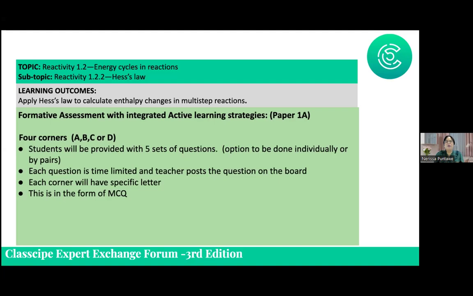So I have to provide them with 5 sets of questions. And this can be done individually or by pairs. Again, it depends on the size of your class. Now, 4 corners means you have to post the letters on 4 corners of your room. And then each question is time limited.